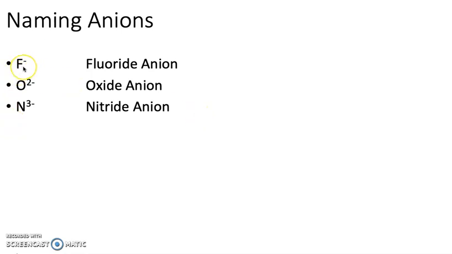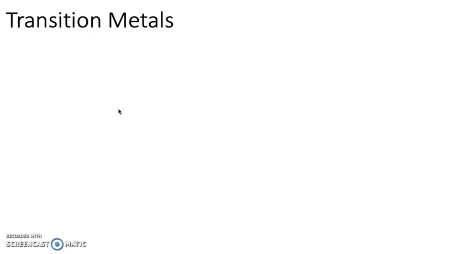F becomes fluoride anion. So fluorine gains an electron, becomes fluoride anion. Oxygen gains 2 electrons, becomes oxide anion. Nitrogen gains 3 electrons, it becomes the nitride anion. Okay, so the -ide is present in the name of the anion.